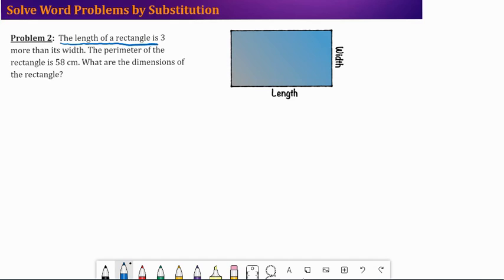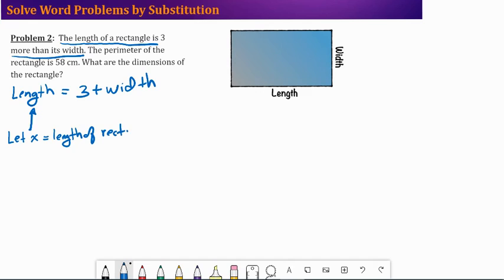As we read through this line by line, we can define our variables and start writing our equations. The length of a rectangle is equal to 3 more, so 3 plus the width of the rectangle. So we have this first equation, and now I'm going to define variables. I'm going to say let x equal the length of the rectangle. And I'll say let y equal the width of the rectangle.